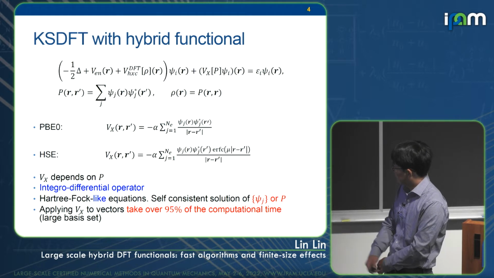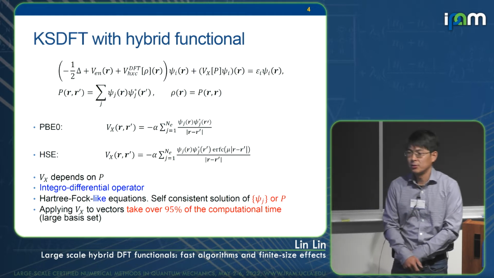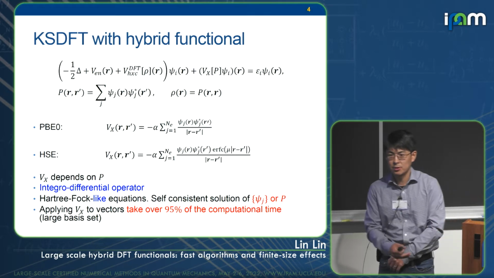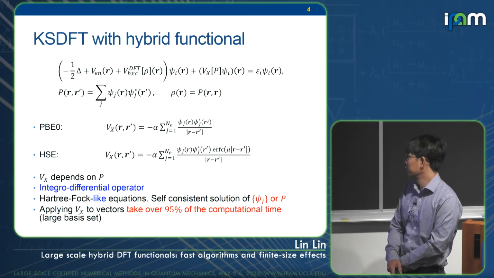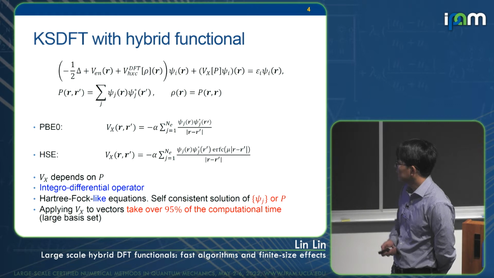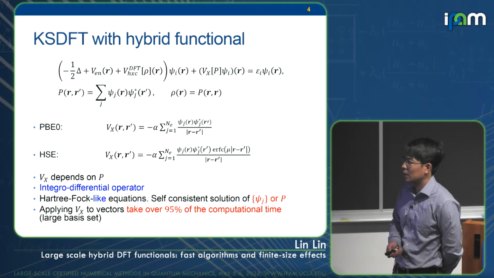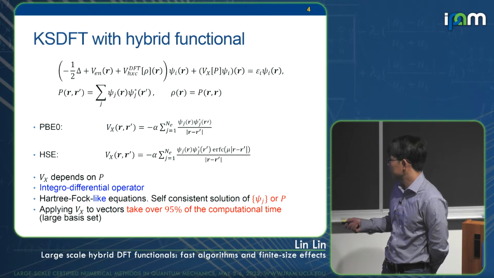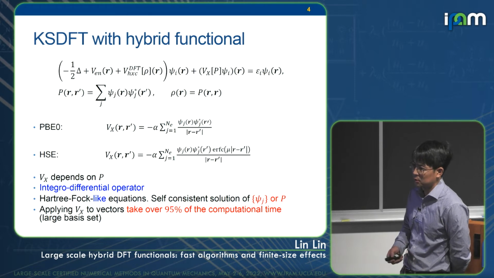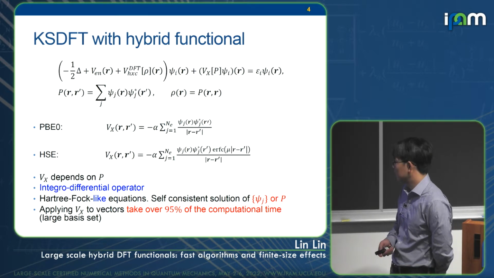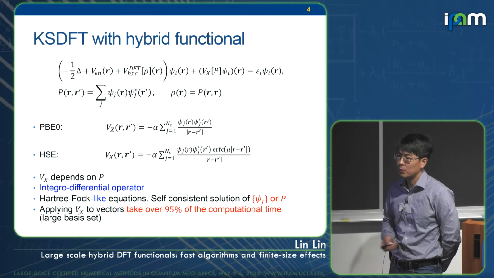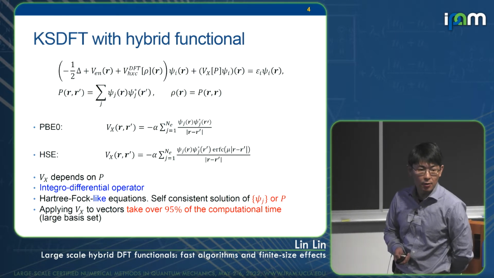To solve this with, for example, a plane wave basis set, you need to solve lots and lots of Poisson equations, as Chao mentioned earlier this morning, and that is a very significant challenge to large-scale calculations because you need to solve these so-called Hartree-Fock-like equations. You need self-consistent solutions of the orbitals, not of the density, but of the density matrix. And applying this exchange operator to the occupied orbitals takes, let's say, over 95% of the computational time when you do a large basis set calculation.